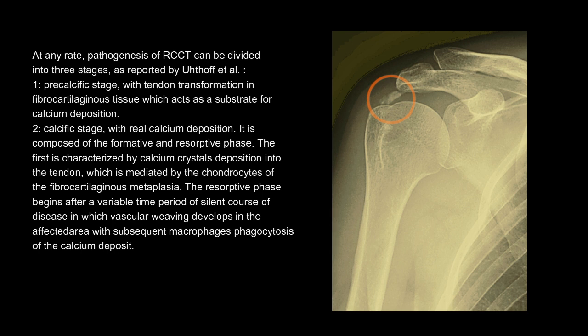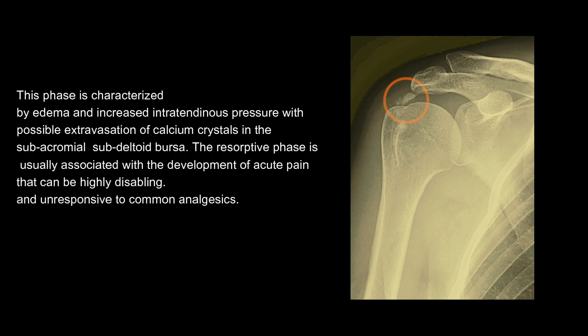metaplasia. The resorptive phase begins after a variable time period of silent course of disease in which vascular weaving develops in the affected area with subsequent macrophages phagocytosis of the calcium deposit. This phase is characterized by edema and increased intratendinous pressure with possible extravasation of calcium crystals in the subacromial subdeltoid bursa. The resorptive phase is usually associated with the development of acute pain that can be highly disabling and unresponsive to common analgesics.